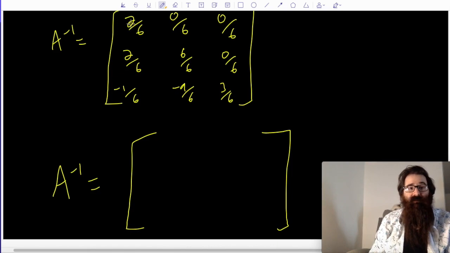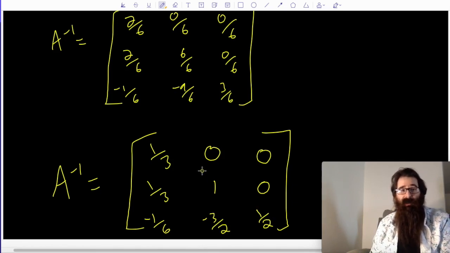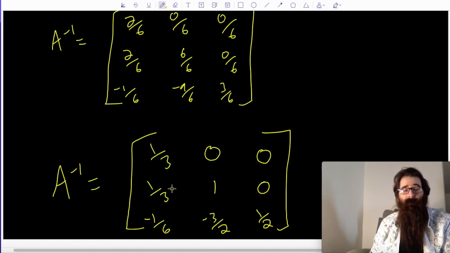2 over 6 gives me 1/3 if I reduce. 0 divided by 6 is 0, and then again 2 over 6 is 1/3. 6 over 6 is 1. 0 over 6 is 0. Negative 1 over 6 does not reduce. Negative 9 over 6 I can reduce by 3 on top and bottom, so that's going to give me negative 3 over 2. And 3 over 6 reduces to 1/2. So this is my inverse matrix of A. I get rows 1/3, 0, 0, 1/3, 1, 0, negative 1/6, negative 3/2, 1/2.